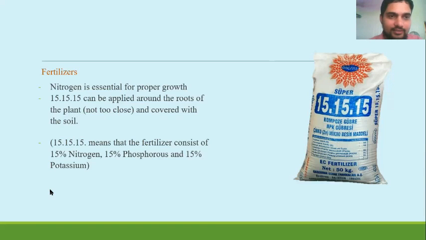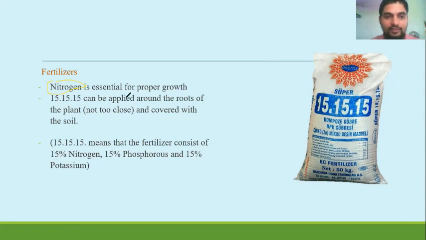So well rotted pen manure is probably the best choice to make when you're trying to choose a fertilizer. However, there are other commercially available fertilizers that are essential, and one of the components of the fertilizer that you would want to ensure that your plant has would be nitrogen. The nitrogen is essential for proper growth. The leaf development is dependent on the amount of nitrogen that the plant has.